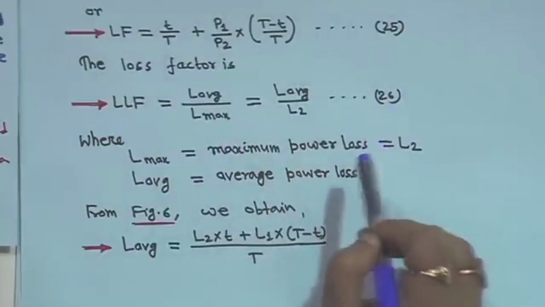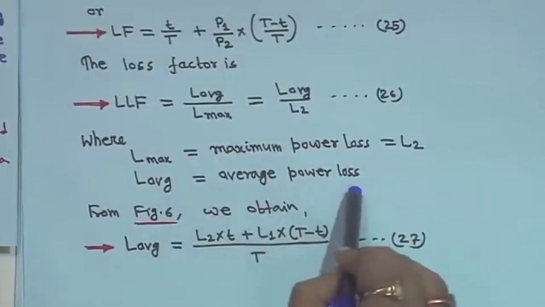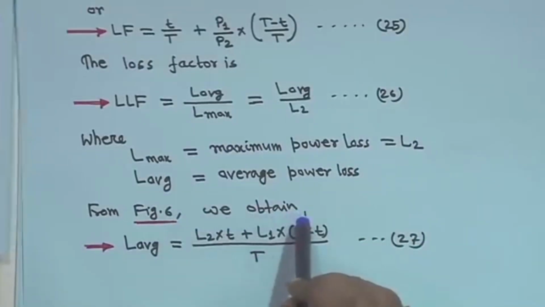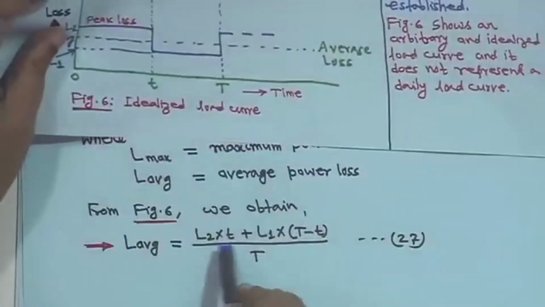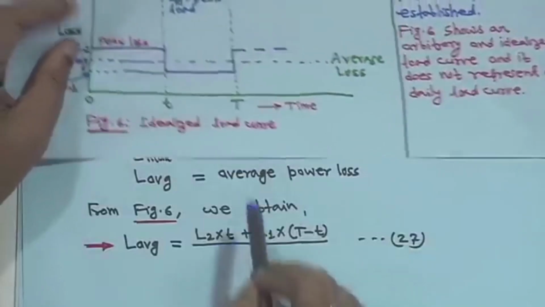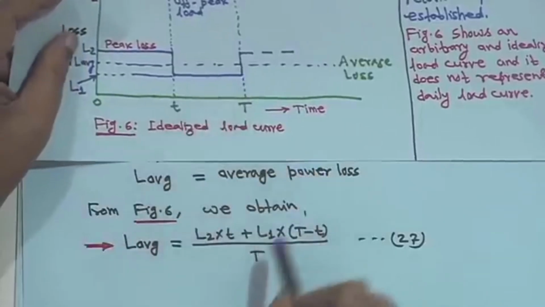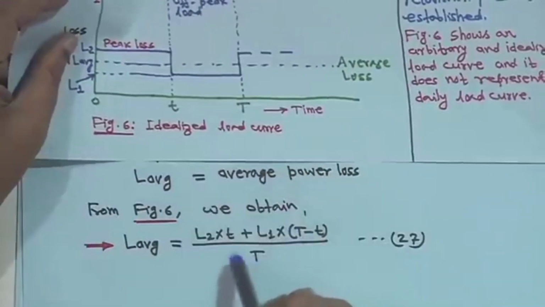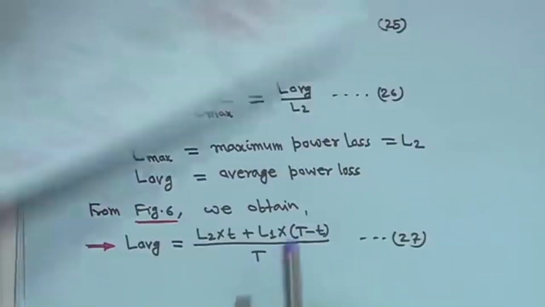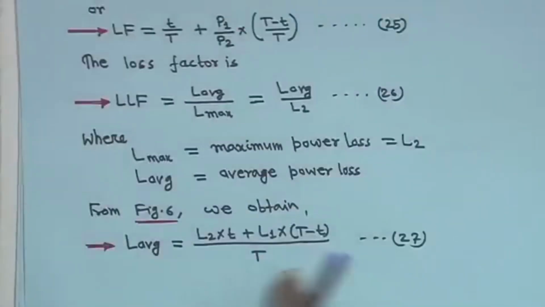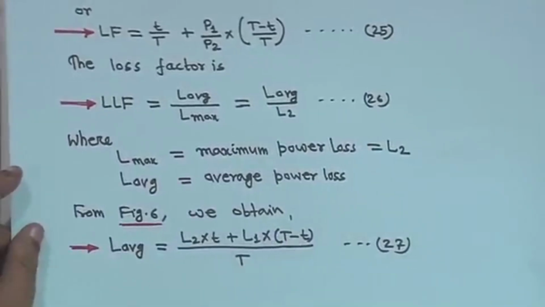This is equation 26. L max is equal to the maximum power loss, which is L2, and L average is equal to the average power loss. From figure 6, similarly, we will obtain the same thing, that peak loss exists from 0 to t. So, L2 into t plus L1, that is your off peak loss, so it is L1 into T minus t, divided by T, right. So, that is your L average, total duration is T. So, that is equation 27.